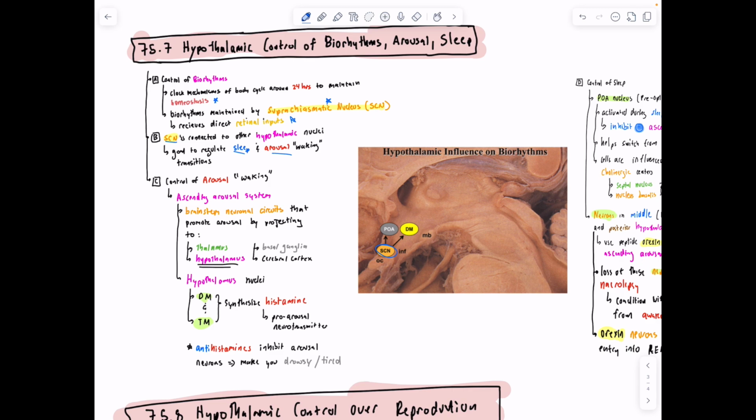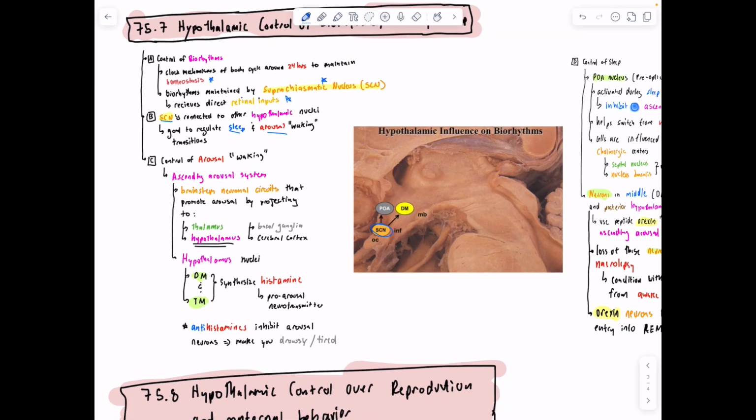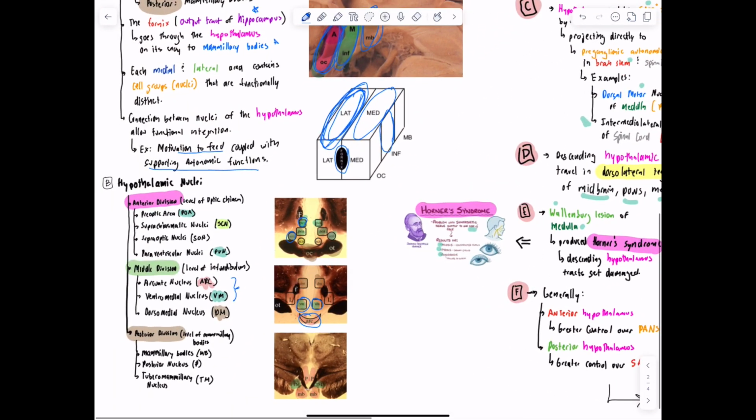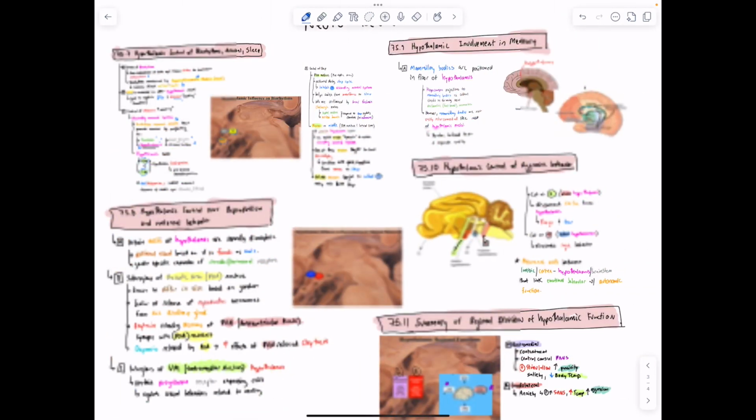To control arousal, you have something called the ascending arousal system, which are brainstem neuronal circuits that promote arousal by projecting to the thalamus, hypothalamus, which we care about here, basal ganglia, and cerebral cortex. The hypothalamic nuclei that are going to be involved in arousal are the DM and TM. TM should be, let's see, back here, the tuberomammillary nucleus, and DM is the dorsal medial nucleus, in the posterior division. The anterior division, again, has the suprachiasmatic nuclei, which is right here. That's going to be dealing with setting the biological clock rhythm overall.